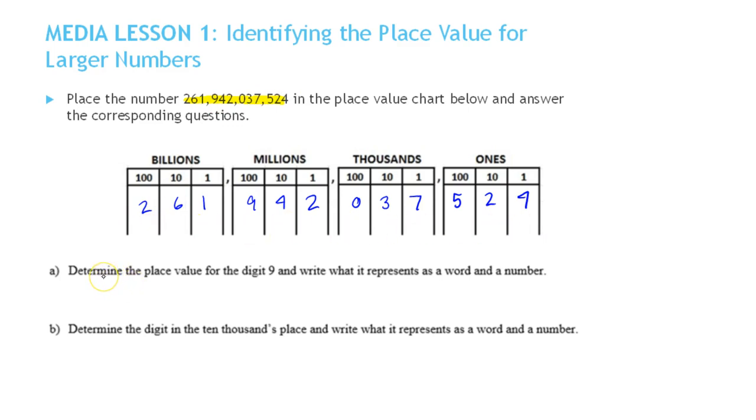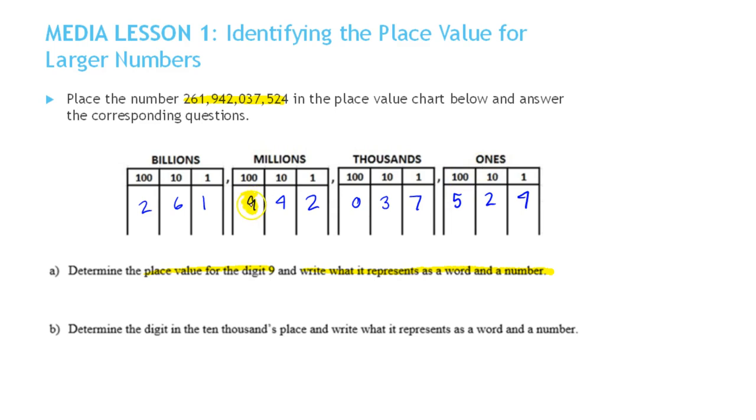So let's look at the questions. Determine the place value for the digit 9 and write what it represents as a word and a number. So let's locate 9 in this number. Notice it's right here. And this isn't just 9, this is 9 something. Just like we learned before, this 5 isn't just a 5, it's 5 hundreds. And looking at the subgrouping, it's 500 ones, or just 500.